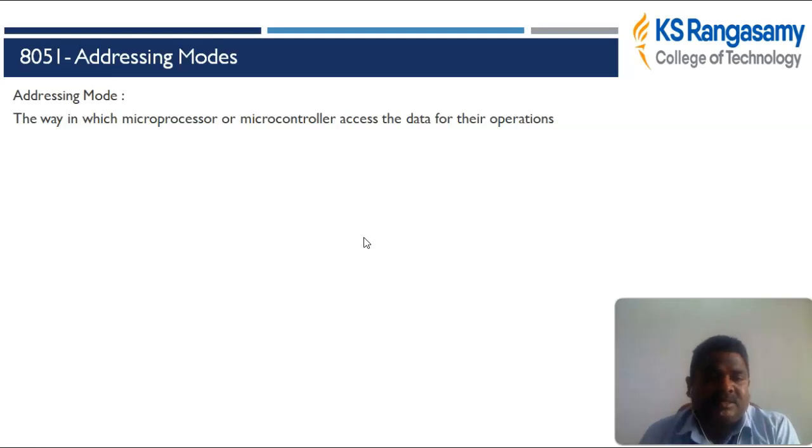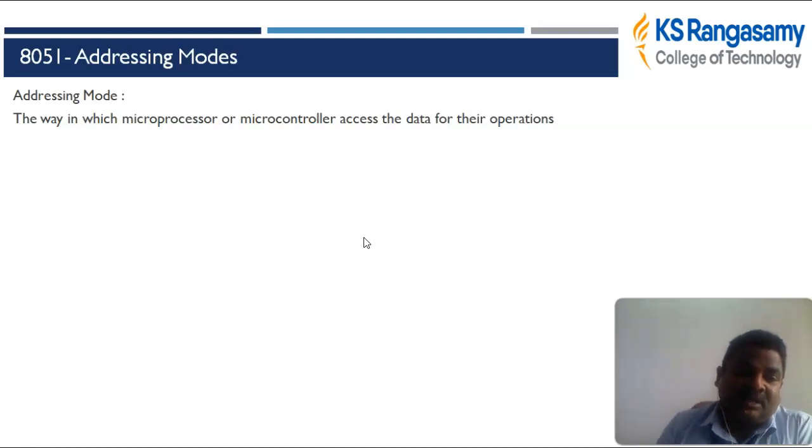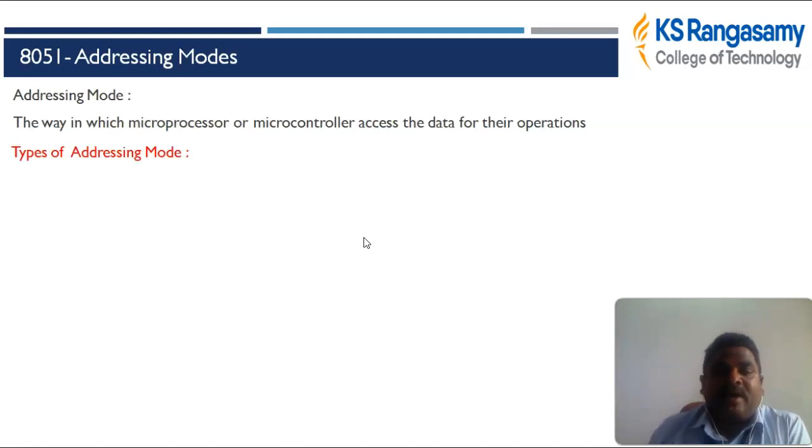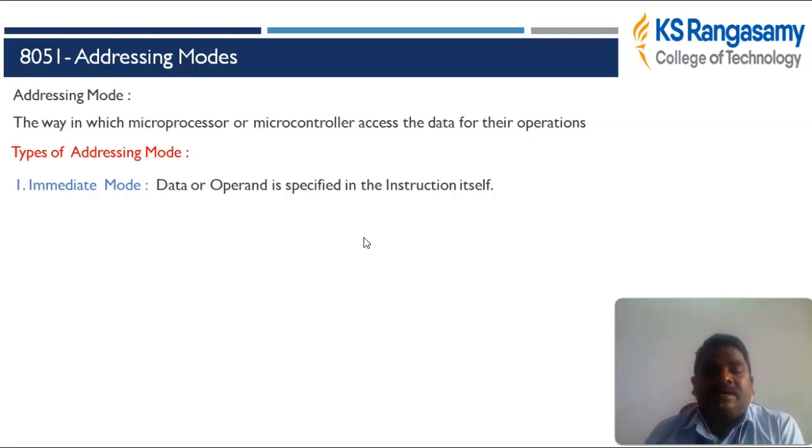What is addressing mode? Addressing mode is the way in which the microprocessor or microcontroller accesses the data for its operation. Whether it is an arithmetical operation, a logical operation, or a decision-making operation, they require data. The way they access the data for their operation is called addressing mode. The 8051 microcontroller has 5 types of addressing mode. We'll discuss them one by one.